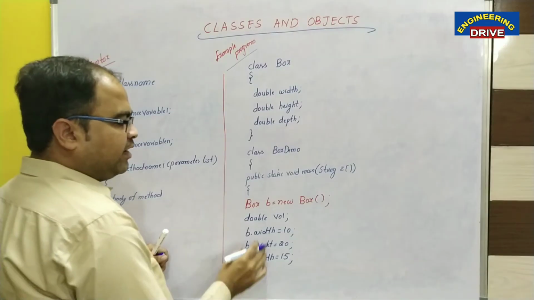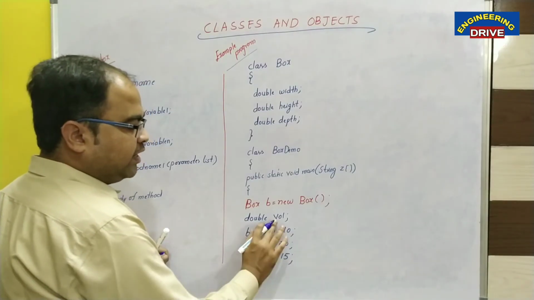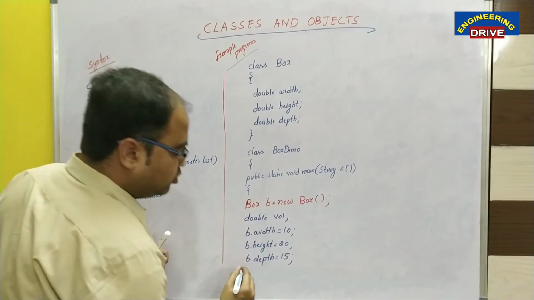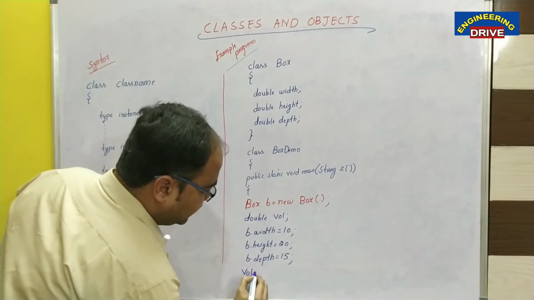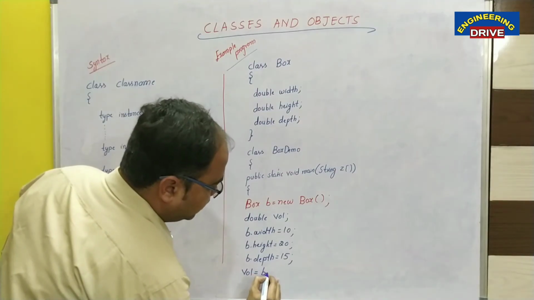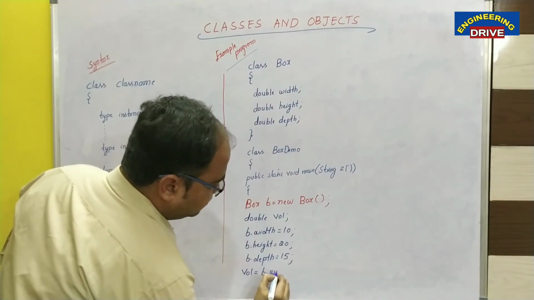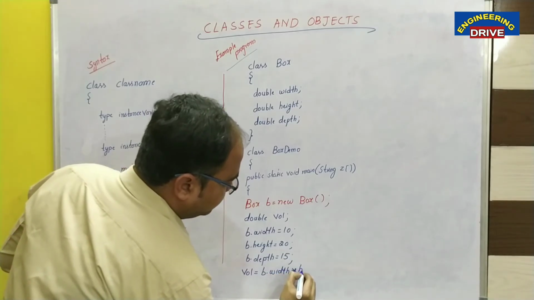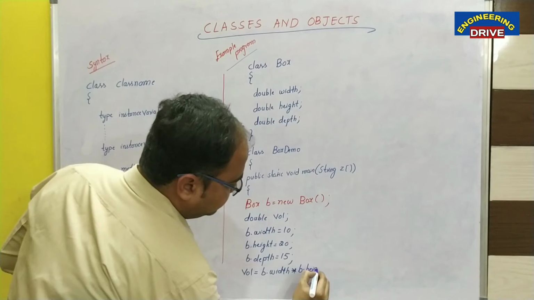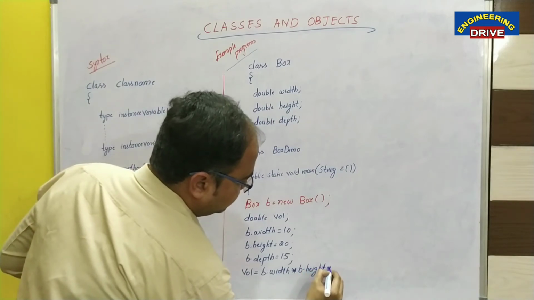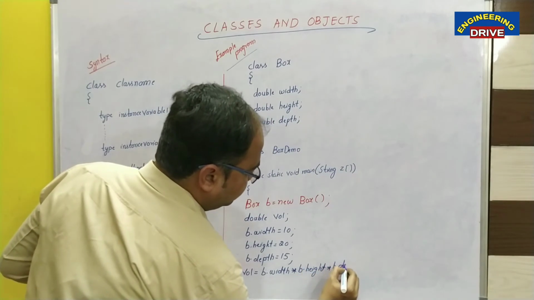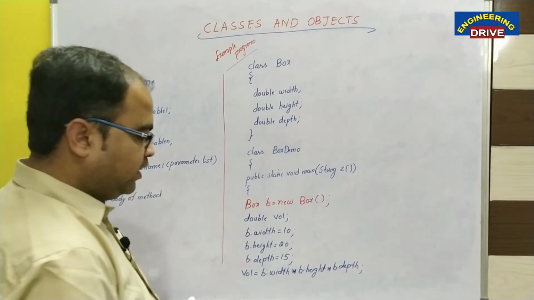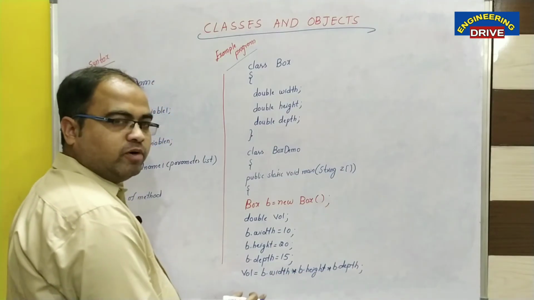Now finally I want to calculate the volume and store it in this variable VOL. So what am I going to do? VOL is equal to b dot width into b dot height into b dot depth. This is the formula to calculate the volume of the box.